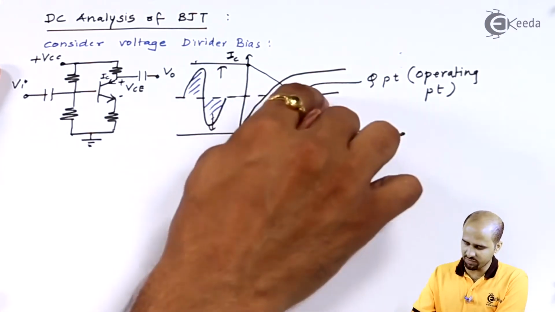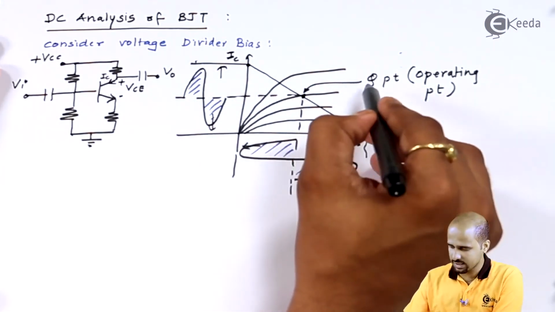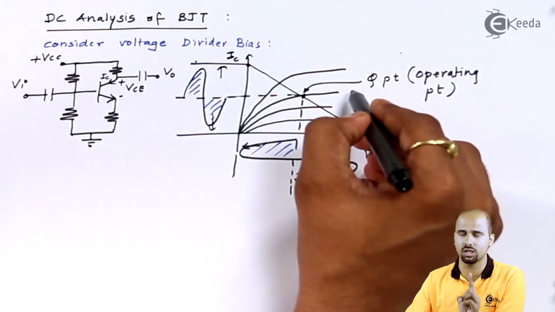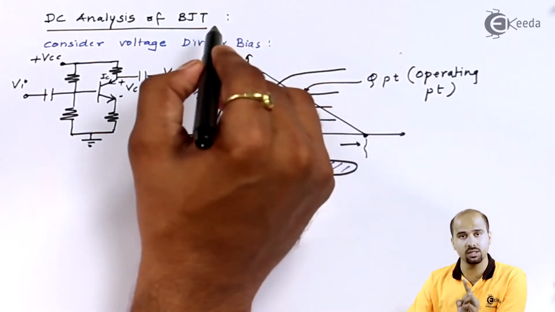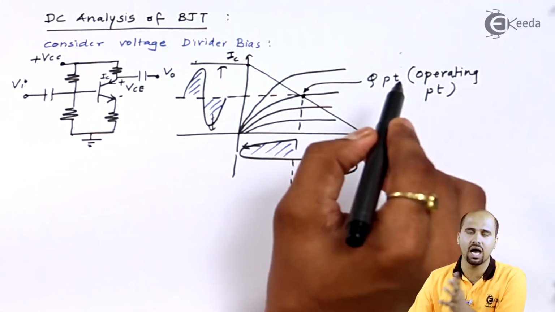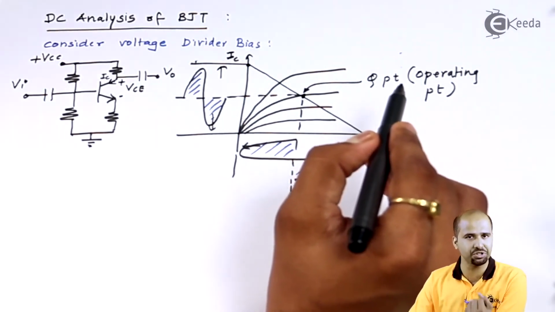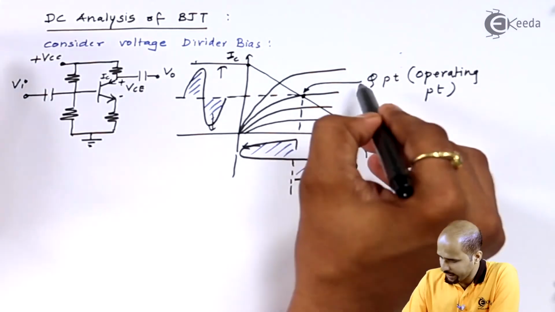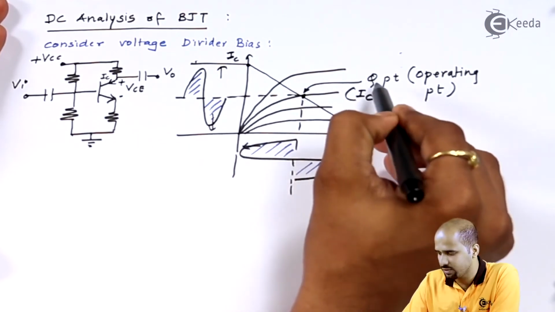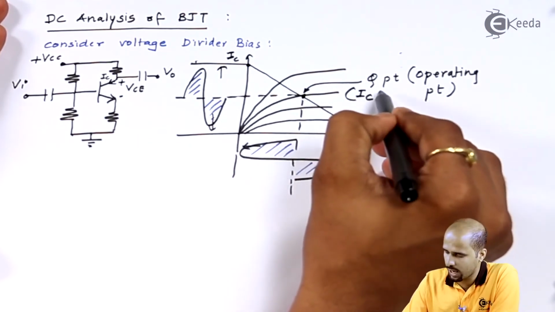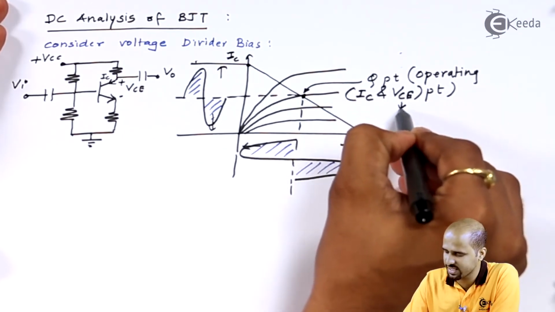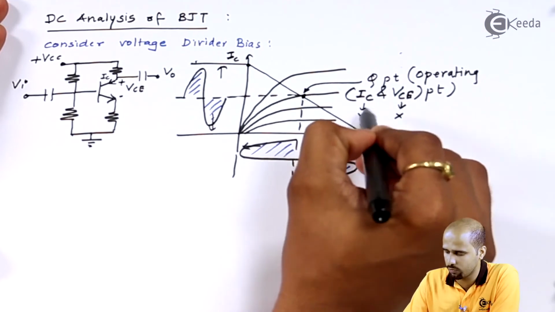So this Q point finding is a very important task, and that is done by DC analysis. That is the important reason why we are going towards the DC analysis when we are dealing with the amplifier using BJT. Q point is basically IC and VCE, so VCE on the X axis and IC on the Y axis.